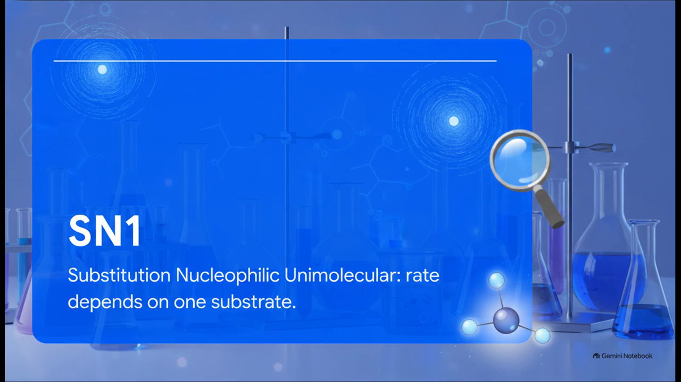Substitution just means we're swapping one part of a molecule for another, right? Simple enough. Nucleophilic refers to our attacker, our electron-rich hunter. And then there's that number 1. That is absolutely crucial, unimolecular. This means the speed, or the rate-determining step, of this entire molecular dance depends entirely on the concentration of just one single substrate molecule taking the leap. It's a total solo act that kicks off the whole shebang.